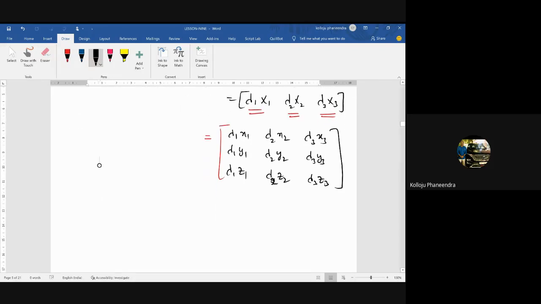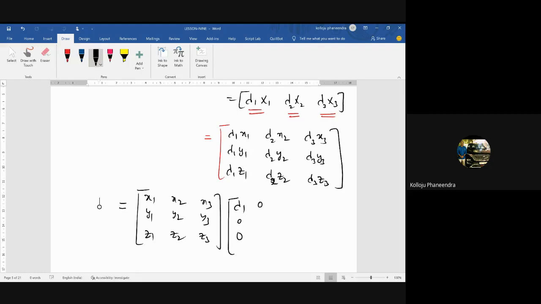Now this total matrix can be written as a product of two matrices. What is that? x1, y1, z1; x2, y2, z2; x3, y3, z3, multiplied by lambda 1, 0, 0; 0, lambda 2, 0; 0, 0, lambda 3. If you take the product of these two, you will get this entire matrix.